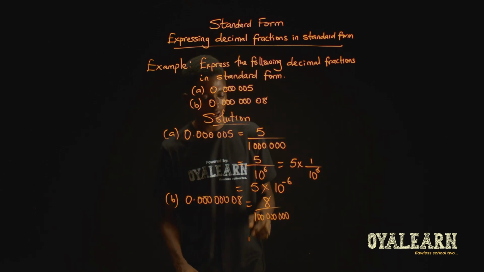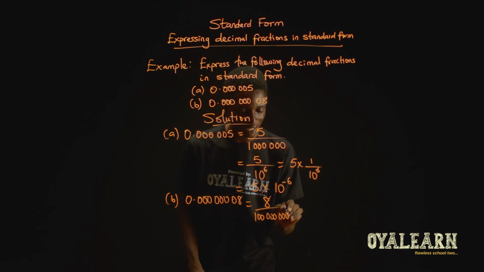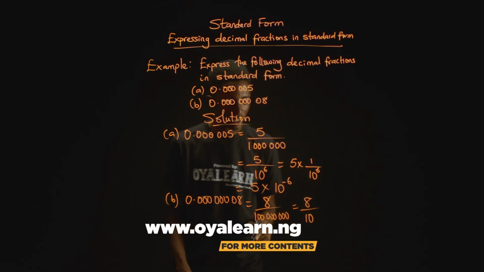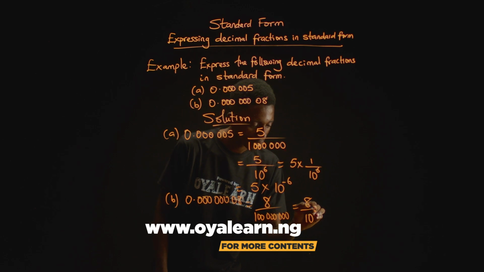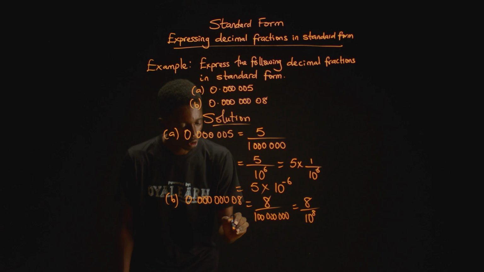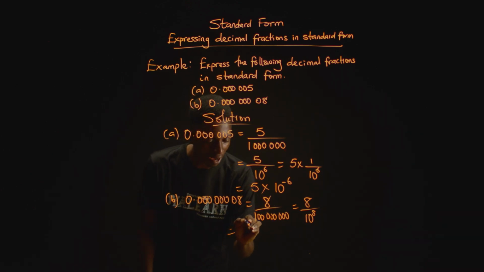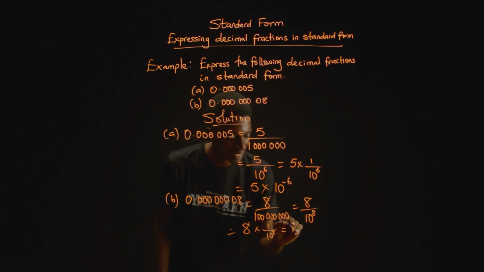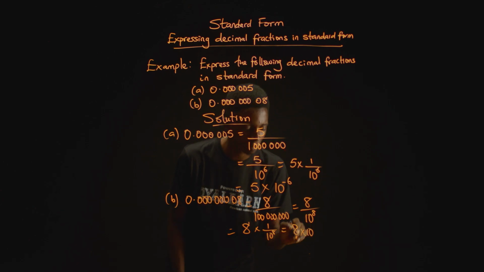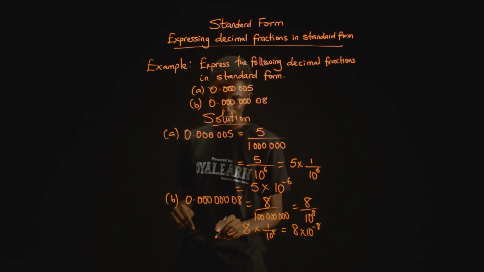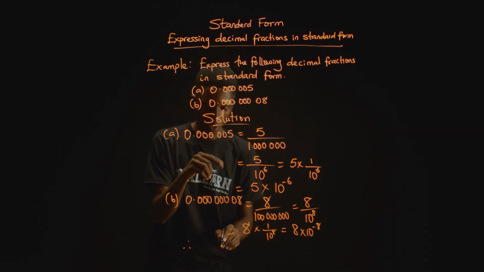That is 100 million. This can then be written as 8 over 10 raised to the power of 8, since we have 8 zeros. So to express this further, we then have 8 multiplied by 1 over 10 raised to the power 8, which can be written as 8 times 10 raised to the power minus 8 when we obey the law of indices.